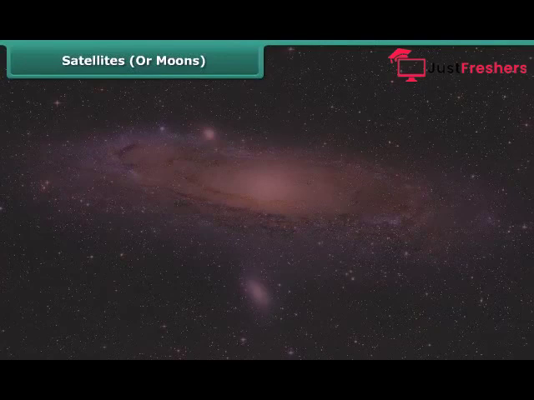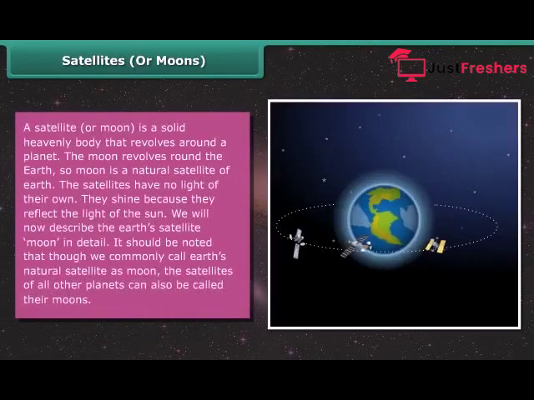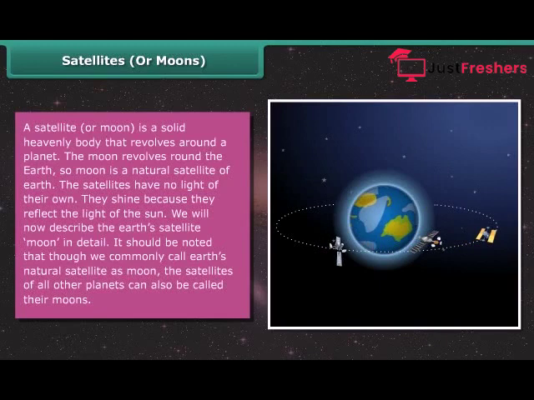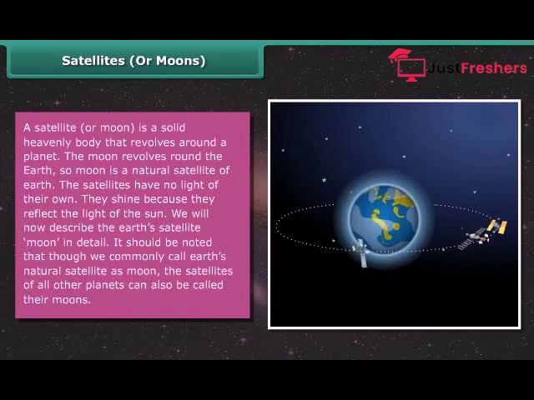Satellites or moons. A satellite or moon is a solid heavenly body that revolves around a planet. The moon revolves around the Earth, so the moon is a natural satellite of Earth. The satellites have no light of their own. They shine because they reflect the light of the Sun. We will now describe the Earth's satellite, the moon, in detail.